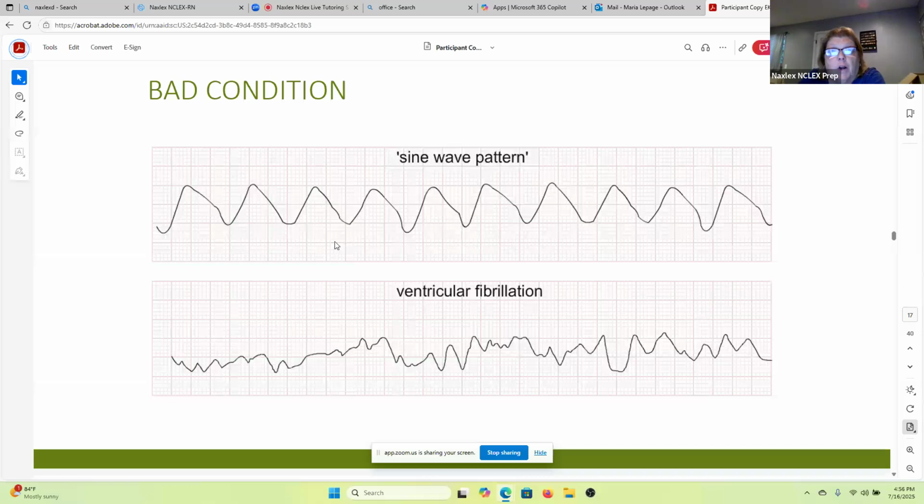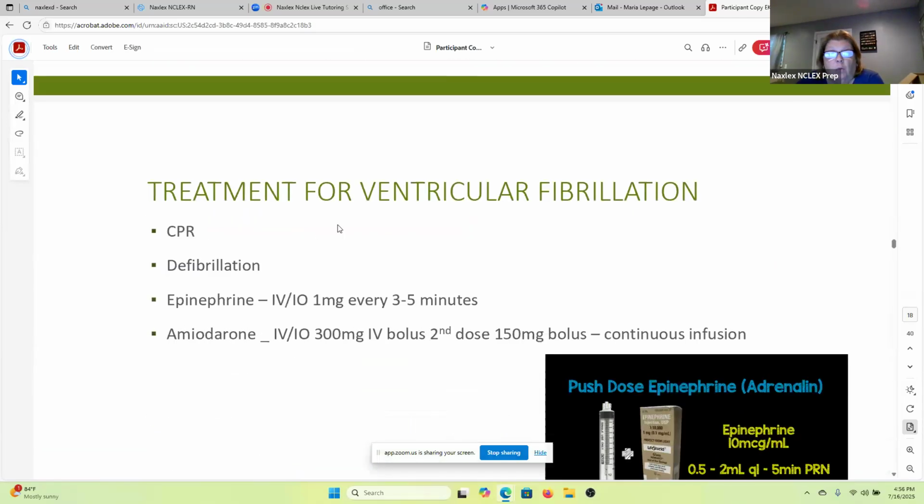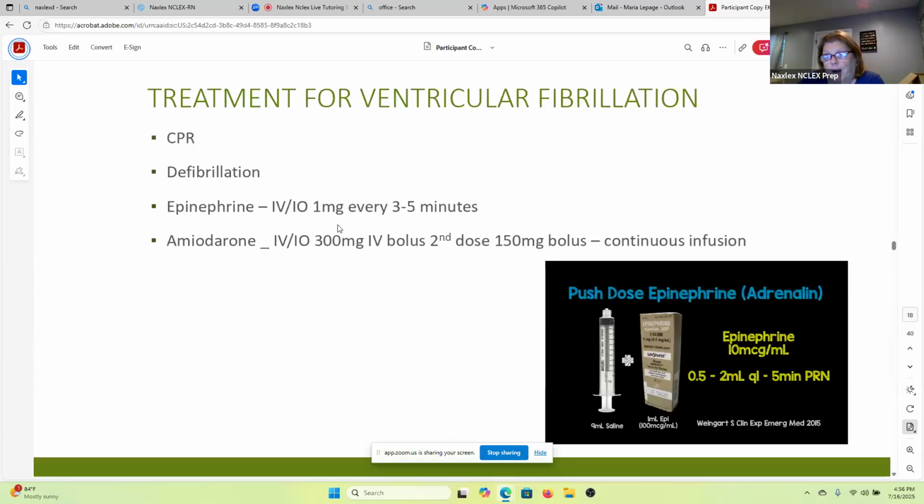And then we're in a cardiac arrest situation, and we need to do our ACLS measures, and we need to defibrillate this patient and start CPR because there is no perfusion anywhere. So if they develop that ventricular fibrillation, we're going to start CPR. We're going to defibrillate.